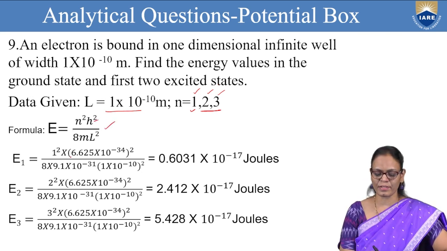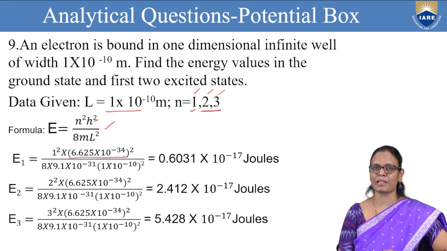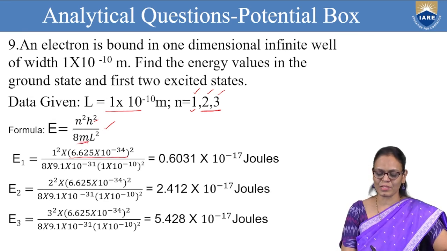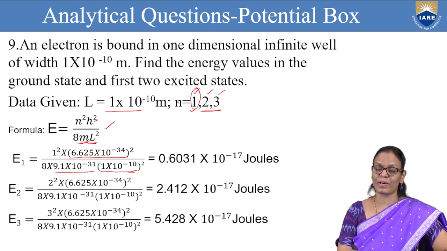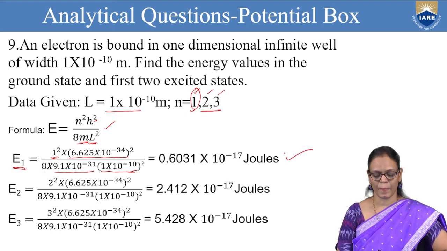h is a constant, 6.625 into 10 power minus 34. m, the mass of the electron, is a constant, 9.1 into 10 power minus 31. And the width of the box is given, 1 into 10 power minus 10 meter. So what is going to vary is the value of n. So for the ground state, E1 is equal to n square h square upon 8m L square. This is the answer.